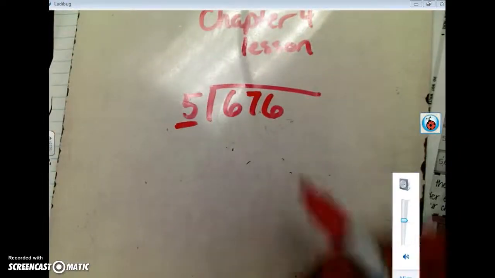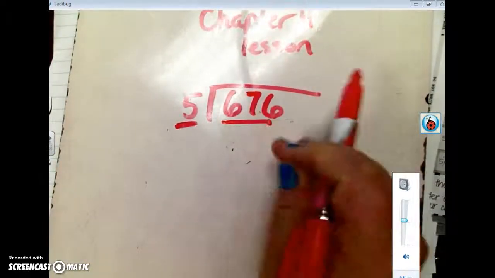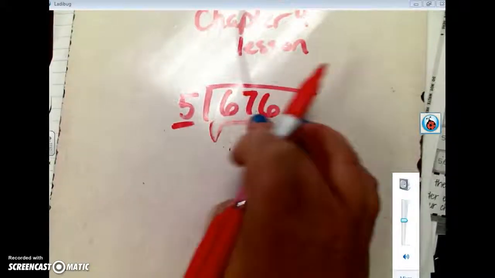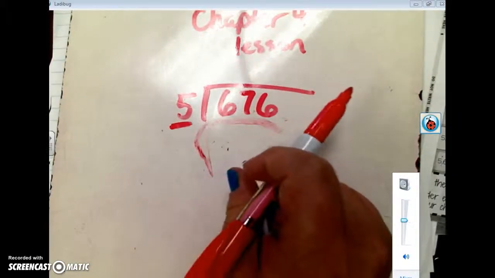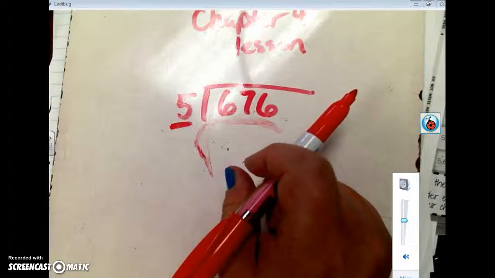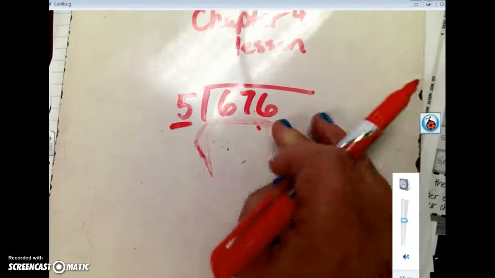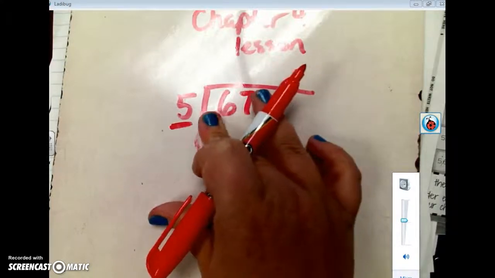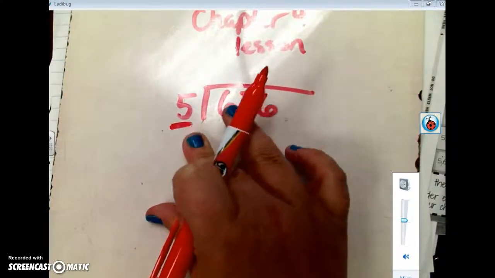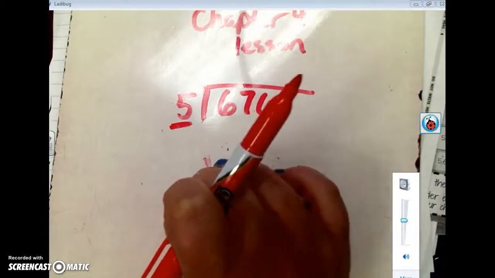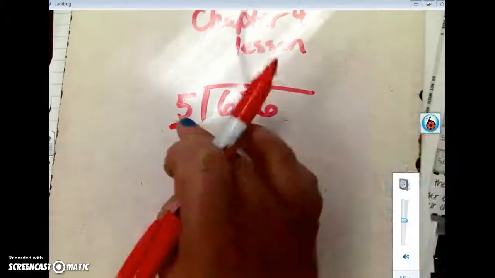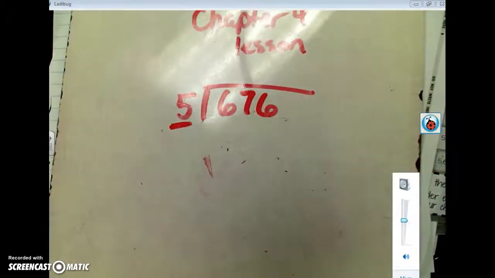Okay, so today, again, my dividend is the number inside the box, Caleb B. My number outside the box is called the what? No. Dividend is inside the box. Outside the box is the... What did you say? Divisor. Okay, please sit on your bottom.